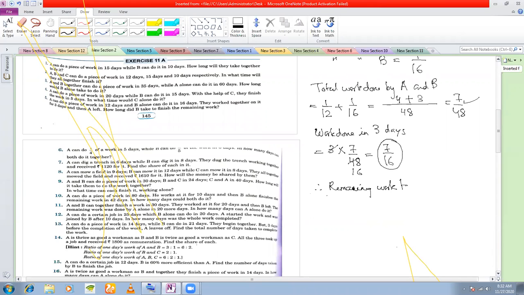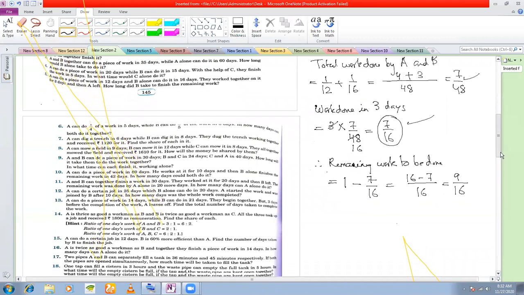Remaining work to be done is one entire work minus the fraction of work that is completed. What fraction of work is completed? 7 by 16. This much work has been completed. This is 16 minus 7 divided by 16, which is 9 by 16. This work remains to be done.